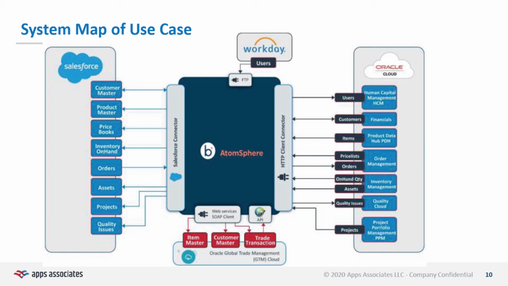All right, so now we're going to talk about the system map of this particular use case. What you are seeing is the technical architecture diagram of our use case. It represents how each application is connected using the various Boomi connectors.